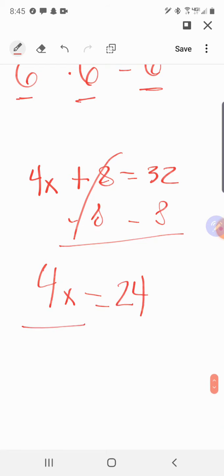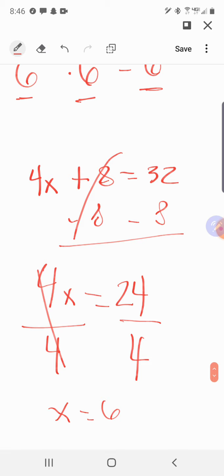And then I need to divide 4 from both sides. The reason why I am dividing 4 from both sides is because the relationship between 4 and x is multiplication. In order to do the inverse operation of multiplication, you need to divide. So I divide by 4 on both sides, and I'm left with x is equal to 6. If I'm not mistaken, that is one of the answers. That is the second one.